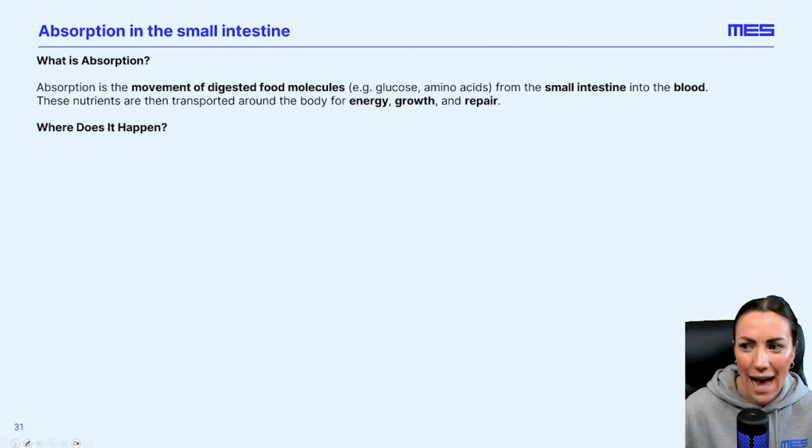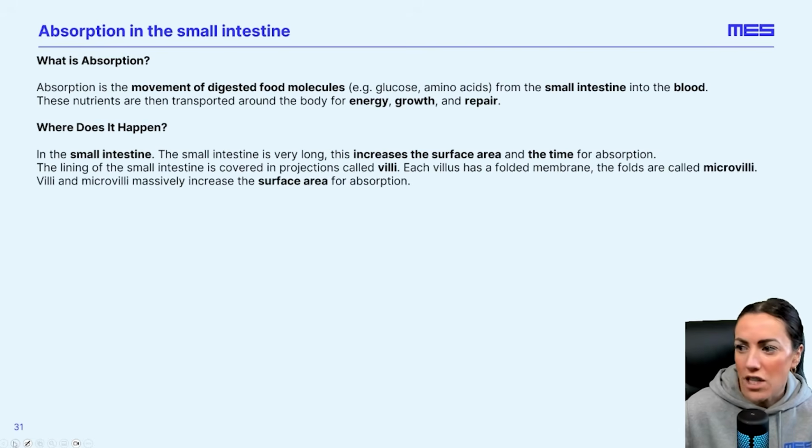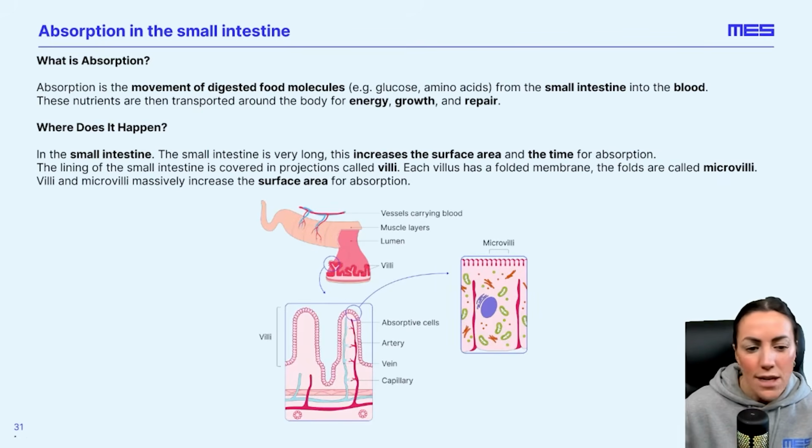Now, where does this absorption happen? It's obviously in the small intestine. Now, the small intestine is very long, which does increase the surface area and the time over which absorption can take place. But really important when we're learning about the small intestine, the lining of the small intestine is covered in projections or folds called villi, and each villus also has a folded membrane. We call those folds microvilli, and the villi and the microvilli massively increase the surface area for absorption. So let me show you this.